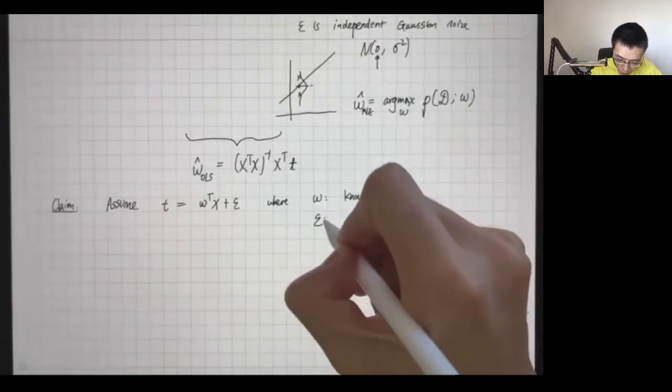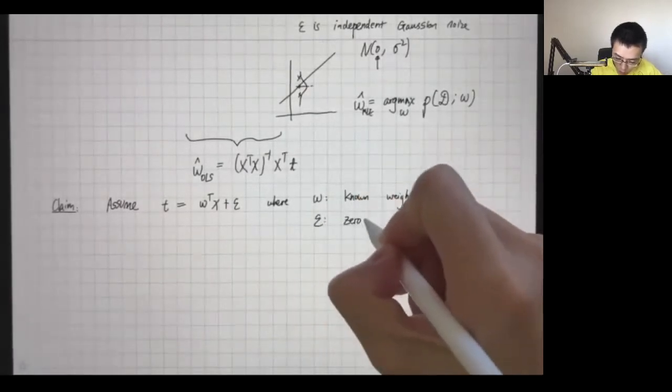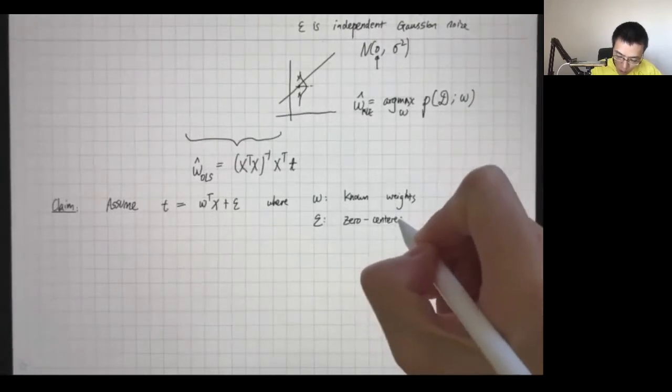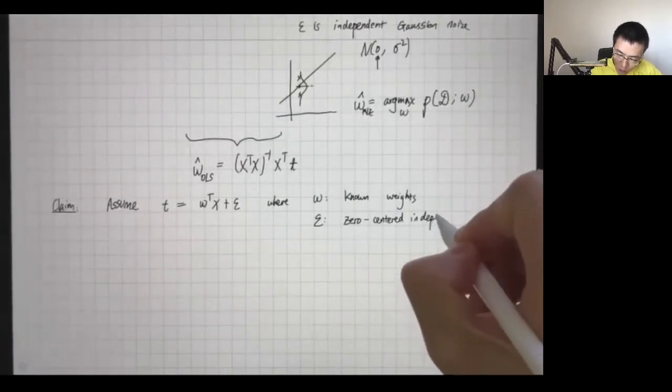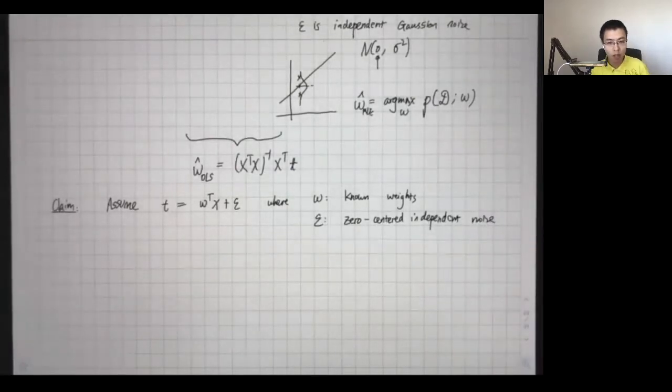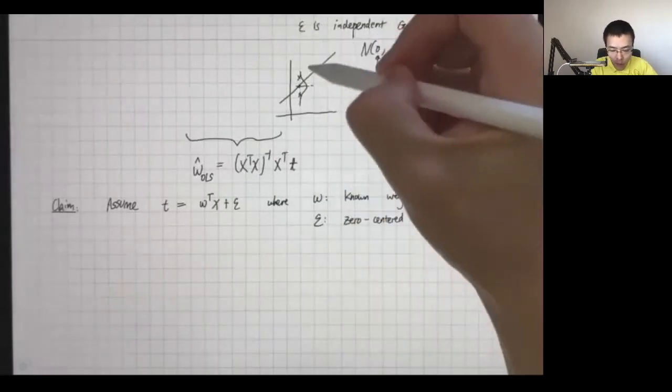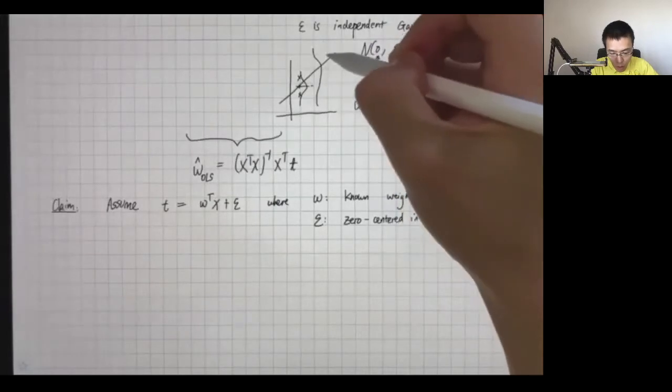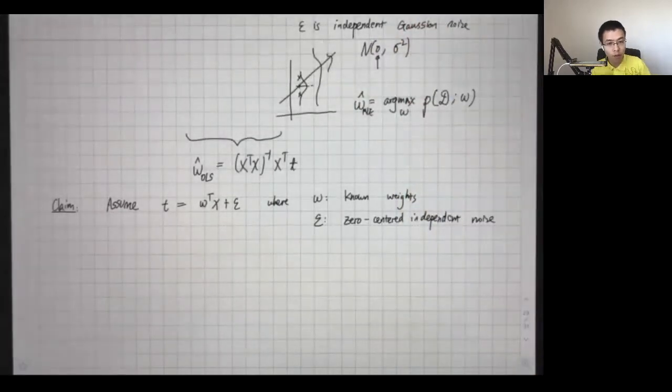And epsilon is zero-centered independent noise. It doesn't have to be Gaussian because in our derivation, we will not use the property of Gaussian, but it must be zero mean. It may be larger or smaller, and for different X, you may have different epsilon. It doesn't have to be identically distributed, but it must be independent. For different data samples, the epsilon will not be correlated to each other.